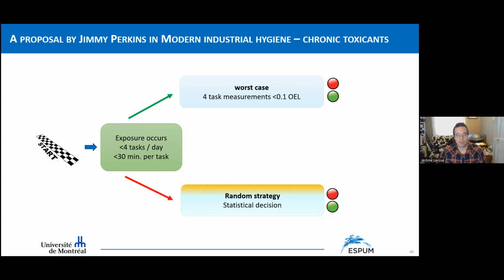So there's another one about acute toxicants. There's nothing I would necessarily recommend you to do. It's just, I think, a nice example of a pragmatic proposal to have some transparency and rigor considerations to apply the worst case approach.